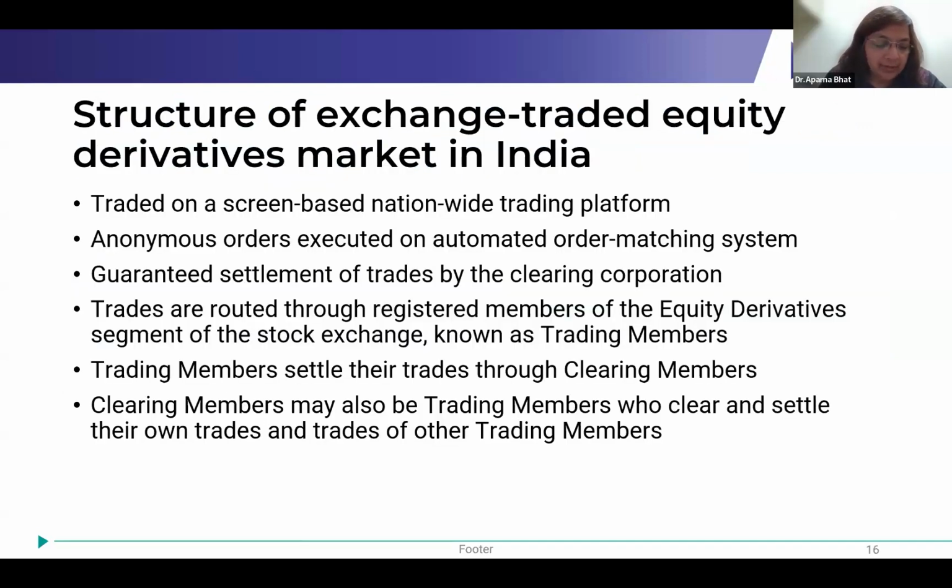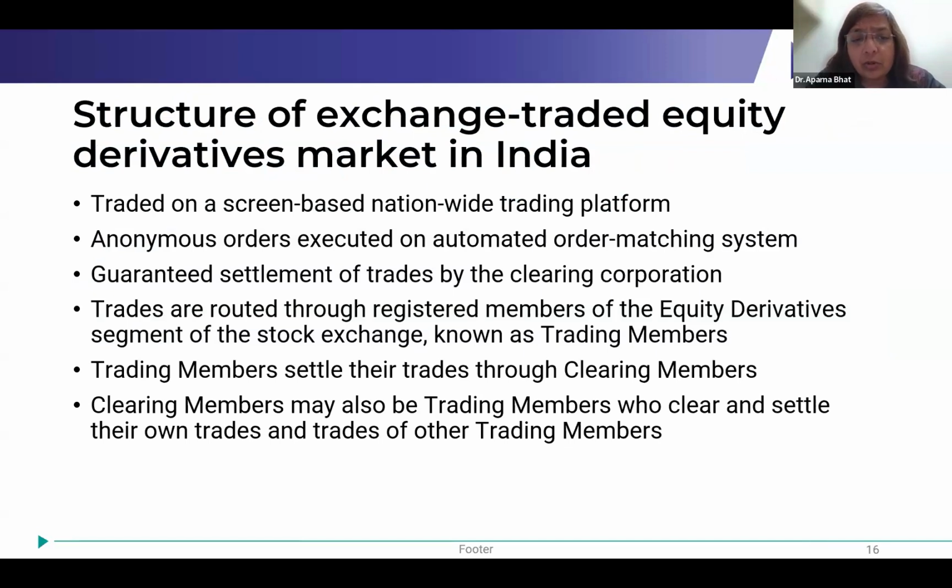So briefly, let's understand the structure of this market. Where are these derivatives traded? There is an online screen-based nationwide trading platform. So we have BSE, NSE, and to some extent the Metropolitan Stock Exchange. These are the exchanges where the derivatives are traded. And as you know, it is screen-based trading.